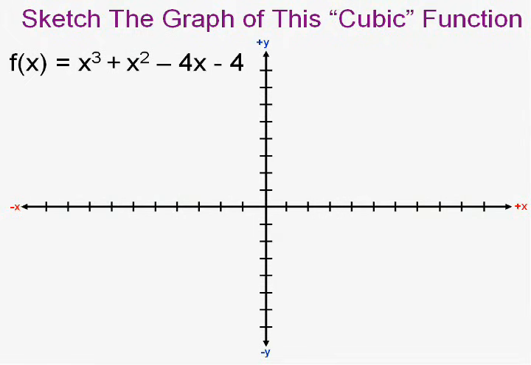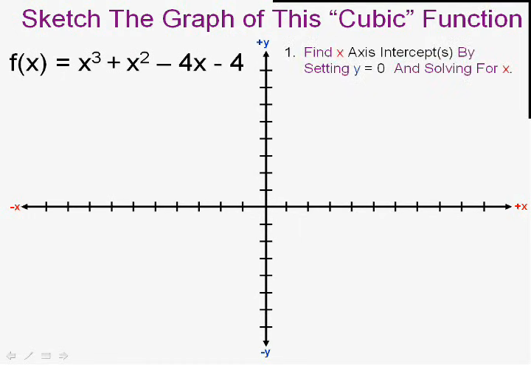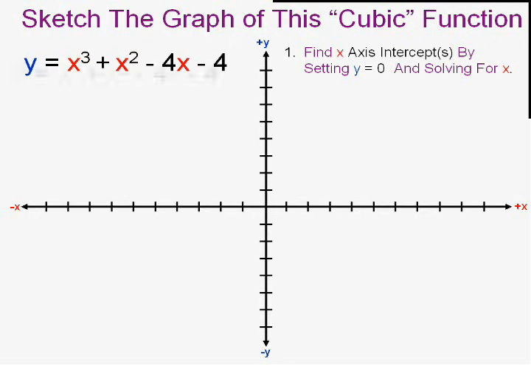Let's play. Here we go. Let's try it. Let's look at the 4 steps. The first thing we'll do is find where the graph hits the x-axis. Now look at the x-axis. What is the value of y for any point that's actually on the x-axis? Well, it's 0. So we can find all the x-axis intercepts by setting y equal to 0. Y, of course, is f of x. So let's set y equal to 0 and solve this equation.